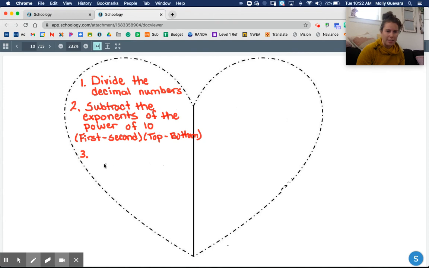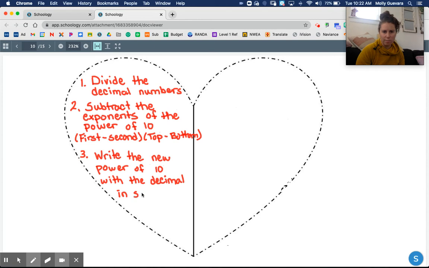Okay, and then step 3 is the same, right? So we're going to write the new power of 10 with the decimal in scientific notation. Ooh, it's hard to fit it. You got to write real small. Okay. So step 3 is the same as it is with multiplying.